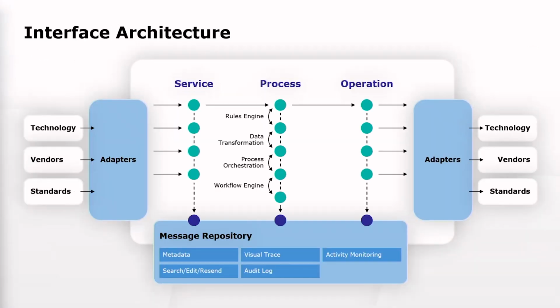Let's talk about interface architecture. Then we're going to build a simple interface. Services, processes, operations. If you come away with 3 terms from this workshop, services, processes, operations, the bedrock of an interface within Health Connect. Business services are going to take in information. Business operations send data out. Processes are going to do all of your heavy lifting, your routing, your transformation work, all that fun stuff.